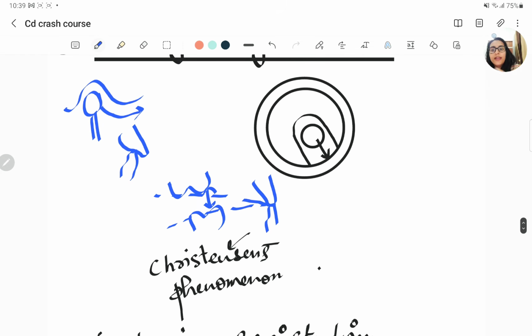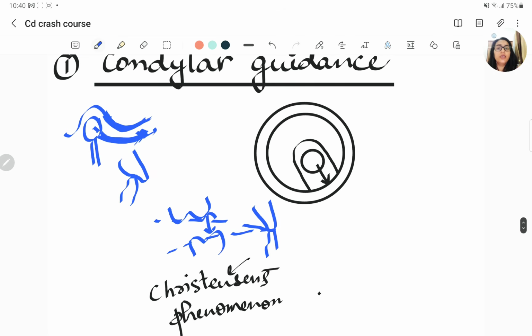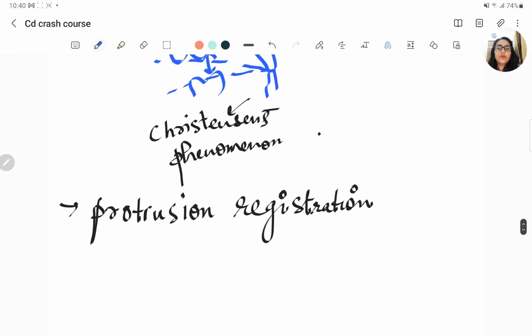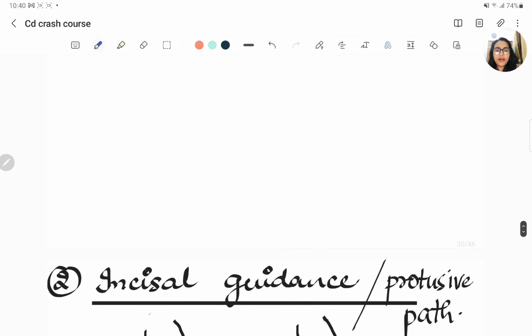So how the condyles, see this is the condyle, how this bone is arranged, that is going to be condylar. How this condyle moves is based on the angulation of the bone, right? Articular eminence. The condyle is going to slide over the articular eminence during protrusion, right? So this is how the condylar guidance is to be. And this is the only factor which is not under the dentist's control, because it is based on the slope of the morphology of the articular eminence. So basically during the protrusion registration, we see the condylar guidance.